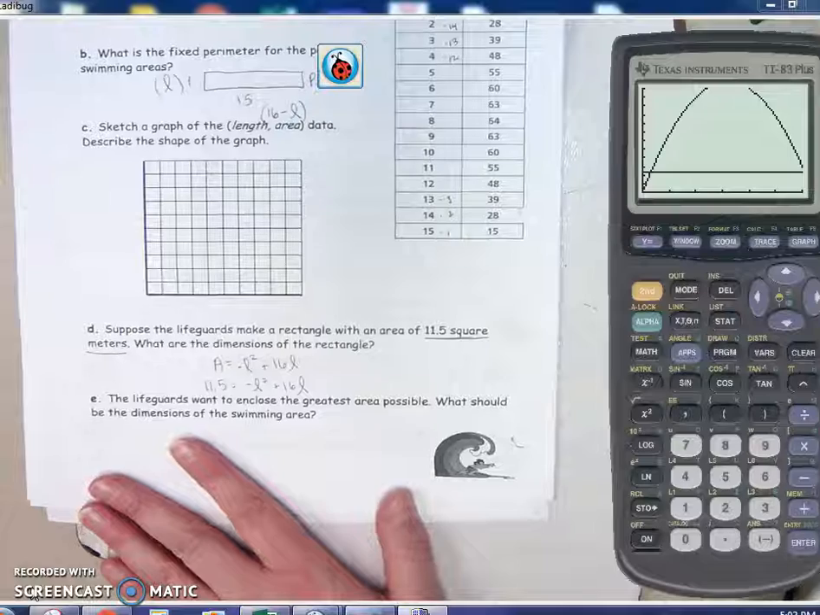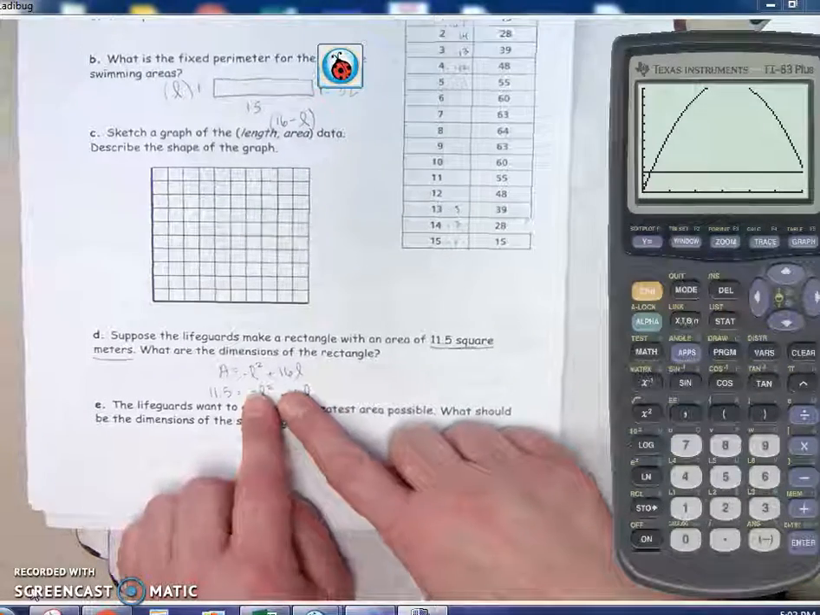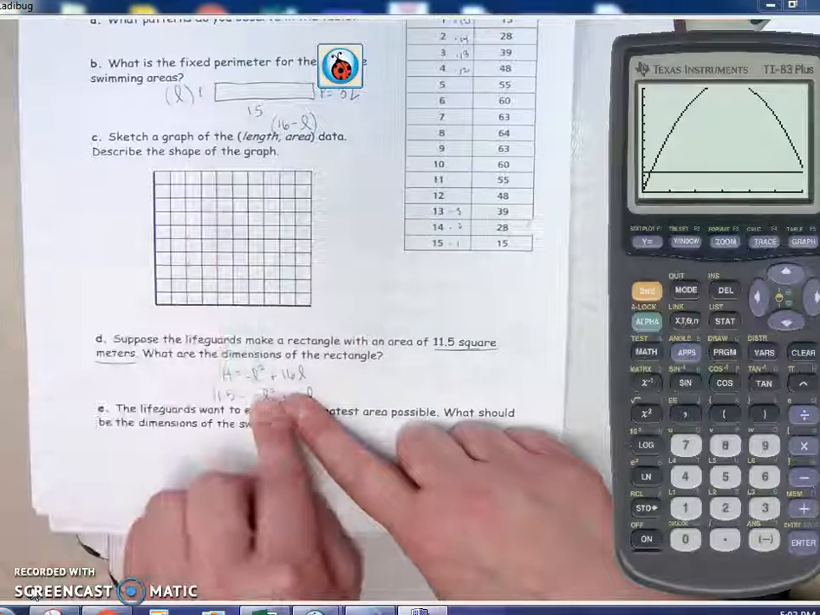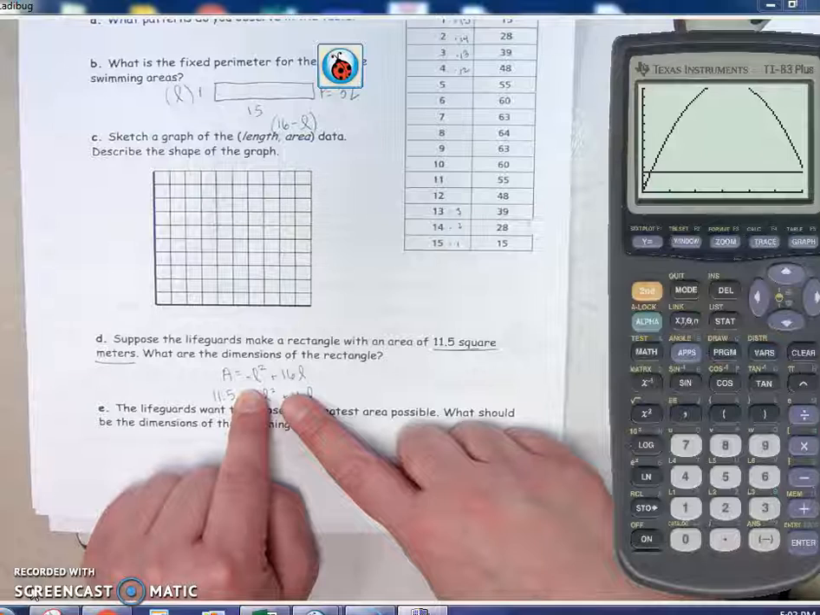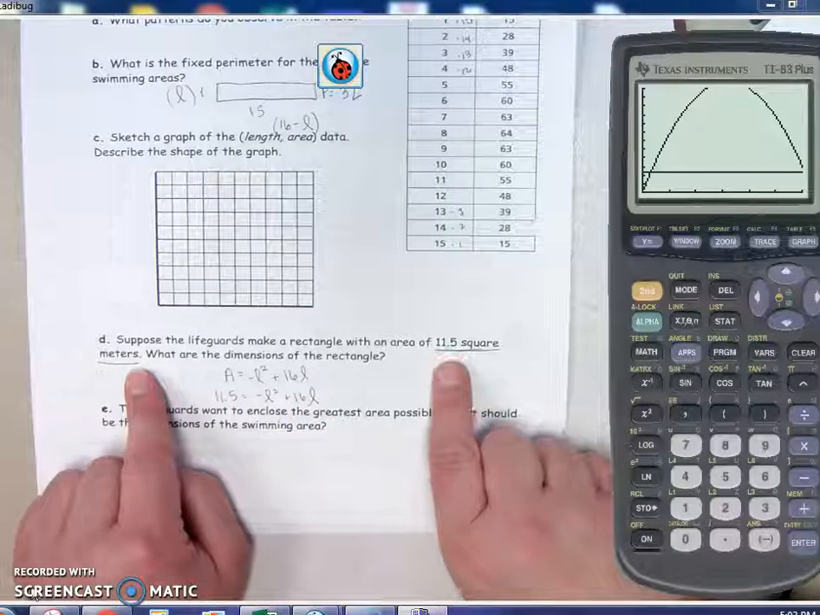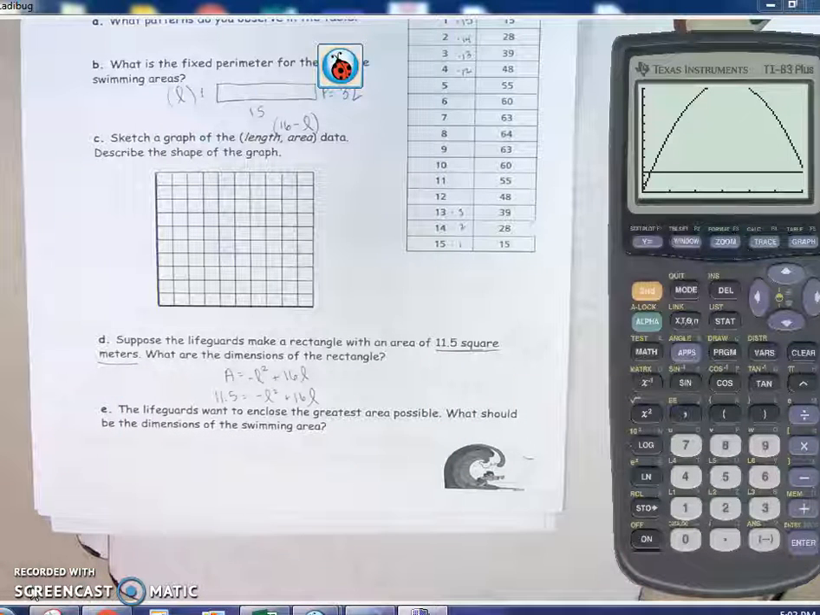So in part D, I took the length L times the width, which is 16 minus L, and I multiplied them out. And I wrote this in standard form. So I have negative L squared plus 16L. And we're going to see when the area is 11.5 square meters. So I'm going to use the graphing calculator for that.